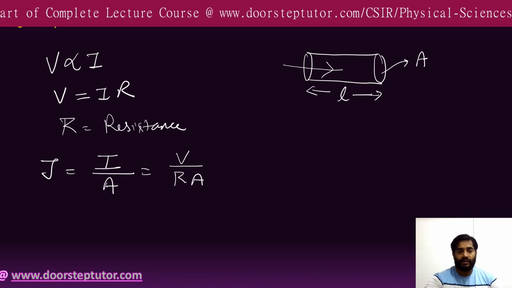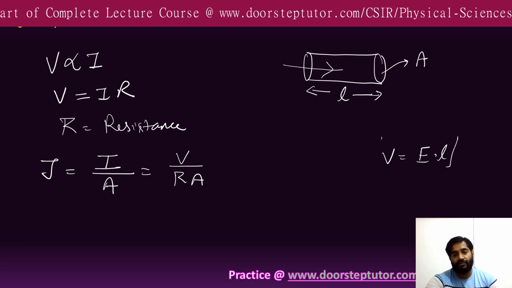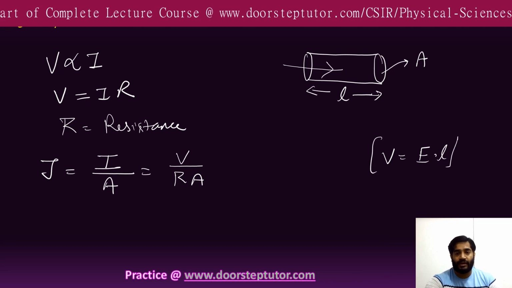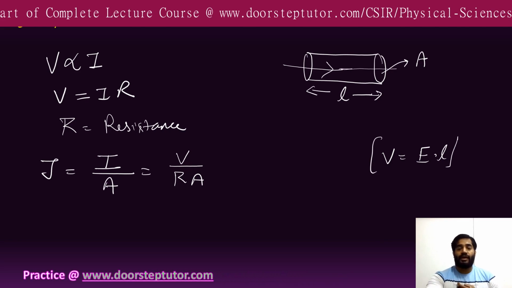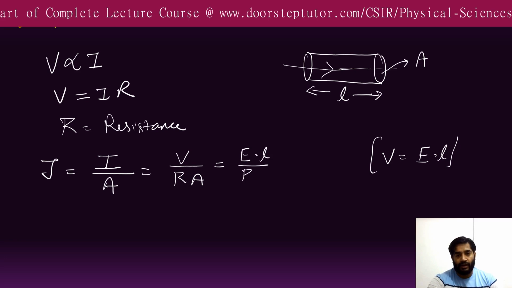Fine. But when you find the potential, how to find the potential? Potential is actually E into L. Why E into L? Because if you observe this, potentials are at the ends, and if current is moving, it means the charge is also moving inside, and if a charge moves, then an electric field is generated across that length. So it's going to be E into L over R A.